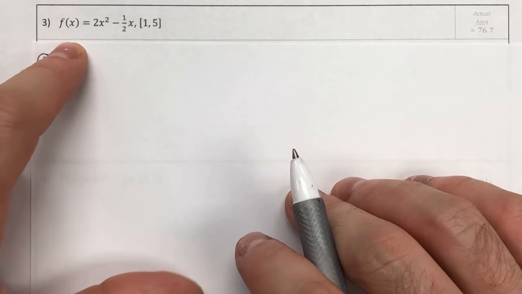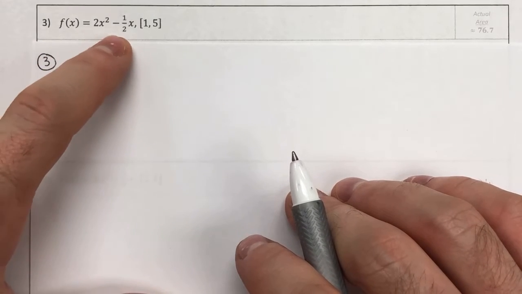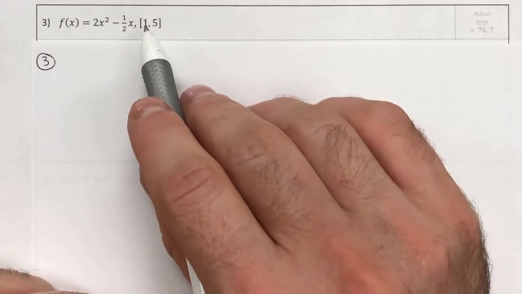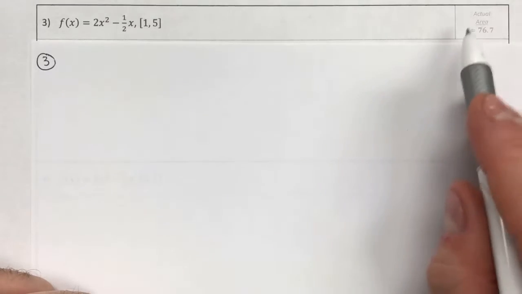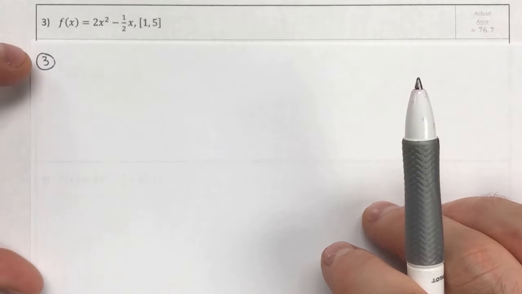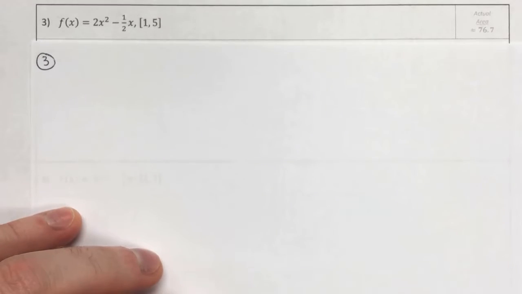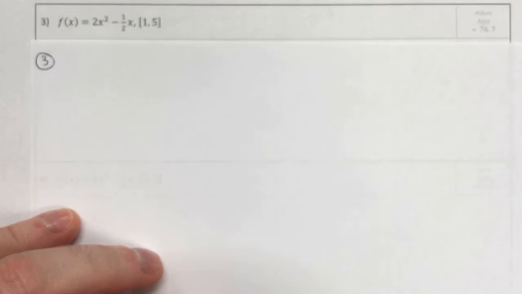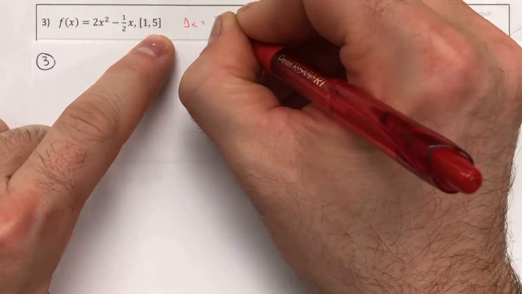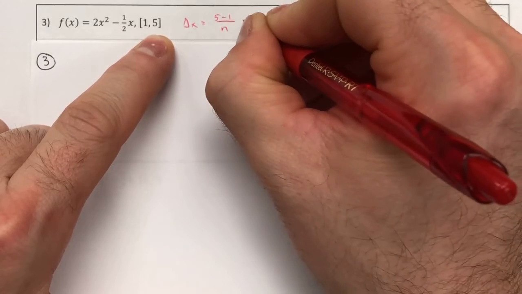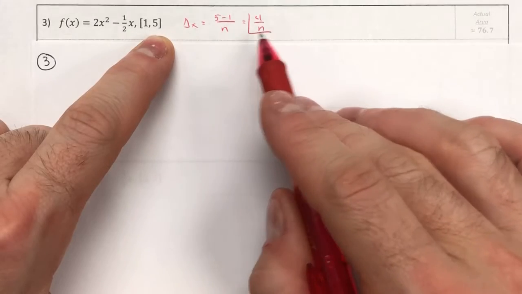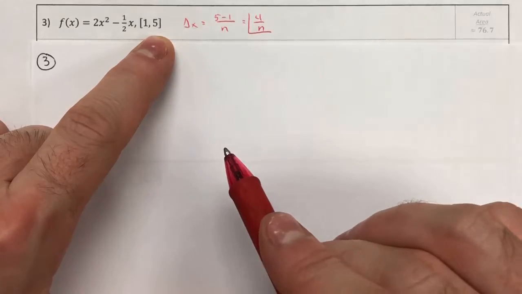We have the function 2x squared minus 1/2 x, so I'm looking at a quadratic. I'm only looking at it from 1 to 5, so it's not a relatively big area, but again, I'm looking at hitting this exact number. So I'm going to go through the process of figuring out what I need to do. So the first thing is, let's find out what delta x is. Now delta x is 5 minus 1 all over n, so 4 over n. I don't know how many rectangles there are, but again, we're going to approach infinity.